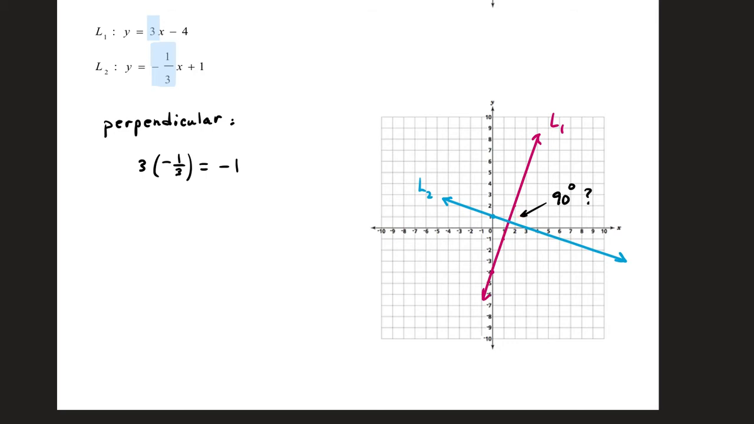These two lines intersect at a 90-degree angle. The product of your slopes is -1.